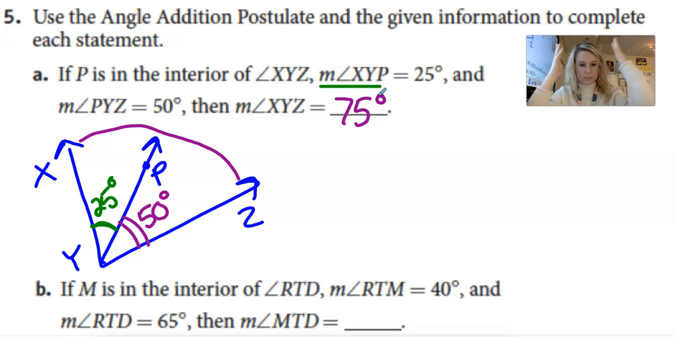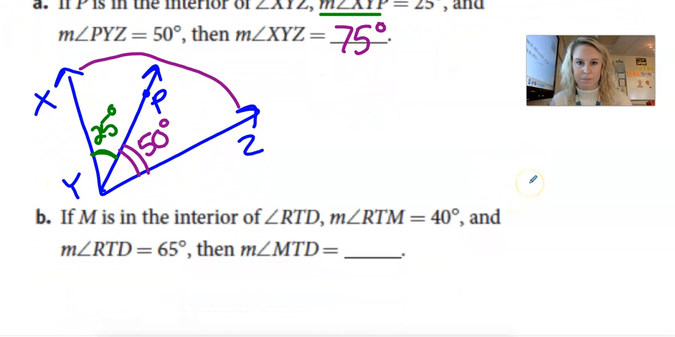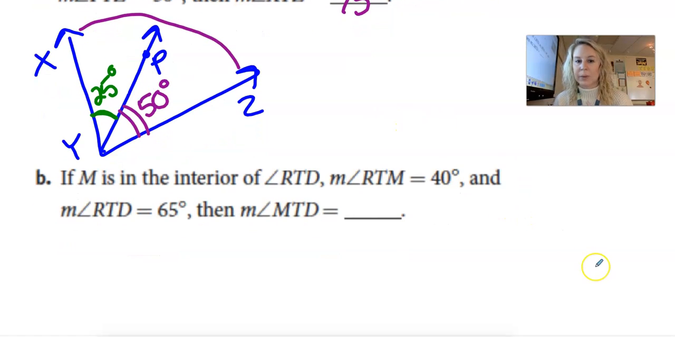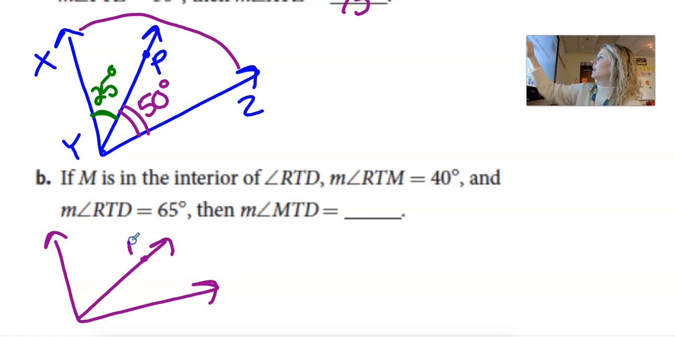And that's it. So it's nice and simple when you just have numbers. But it's obviously going to get a little harder. All right? On part B, I'm going to draw another picture. M is in the interior. So I have M on the inside now.